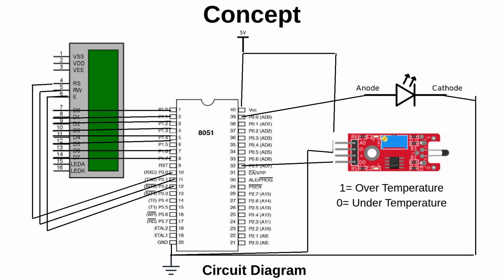Chapter 3. Concept. Take the 8051 development board, connect port 1 pins to the LCD display as shown in the circuit diagram, and connect VCC to the 5V power supply. Connect RS to port 3.0, connect RW to port 3.1, connect EN to port 3.2. Connect port 0 pin 0 to the LED anode terminal and connect the cathode to the ground pin. Connect the digital output signal pin to port 0 pin 7 of the 8051 controller. Connect VCC to the 5V power supply and connect ground to the ground pin, as shown in the circuit diagram.